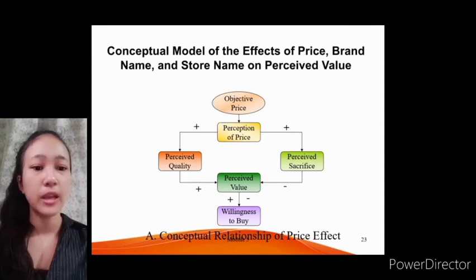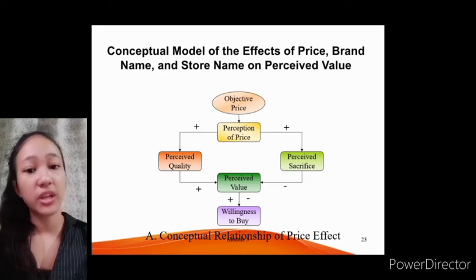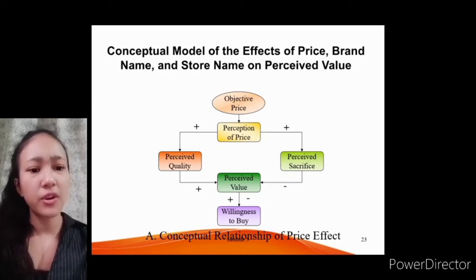So an example, there is a manicure shop in your area, and let's say the objective price is 150 pesos. If you are the consumer, your perception of price would be expensive.